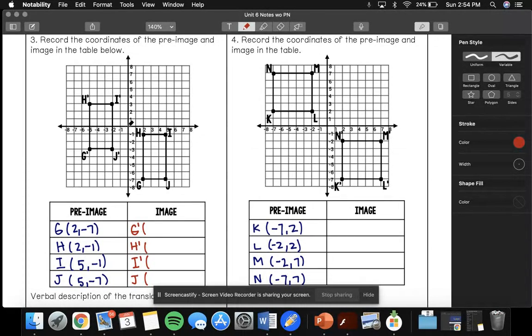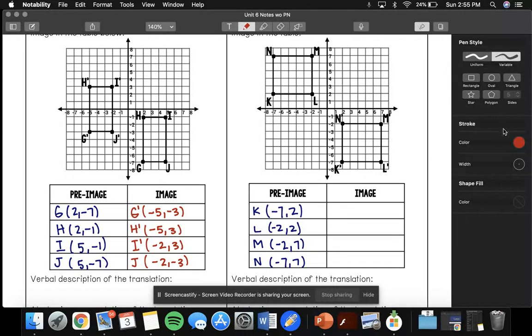Okay. G prime is -5, -3, excuse me. H prime is -5, +3. I prime is -2, 3. And J prime is -2, -3.